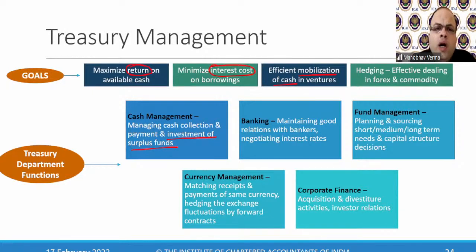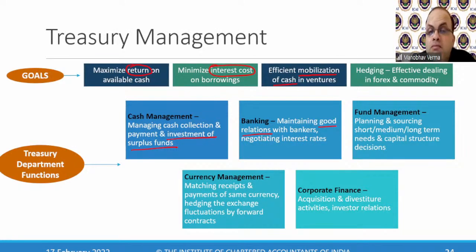Second bucket, you are the face of the corporate, guys. You are liaising with the banking teams, with the various banks. So it's important to maintain good relations, because only then are you in a position of negotiation. Fund management, I think who knows better than you guys. You have all studied the sourcing, the investing, the time duration. So that comes under fund management, right? Then currency management, as I just explained, when we're talking about any kind of Forex exposure.